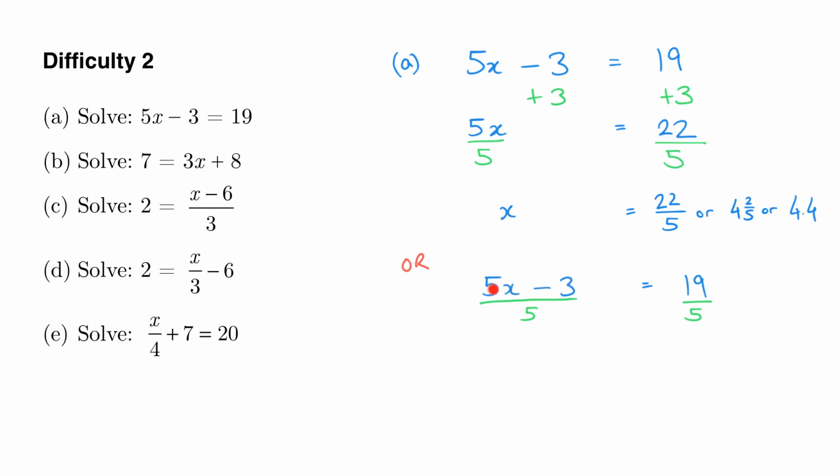And we can do that in parts. 5x divided by 5 is just x. We're subtracting 3 divided by 5, which is the same as subtracting 3/5. And the right-hand side here is just 19 over 5. Now, what we need to do is add 3/5 to both sides. If we add 3/5 here and add 3/5 here, you'll see that we get the same answer. We get x equals 22 over 5. So there is our solution.